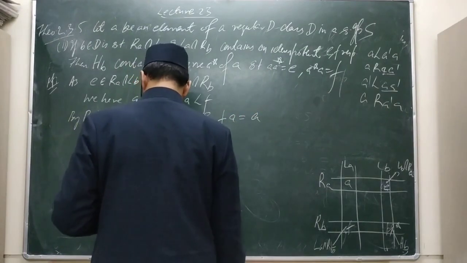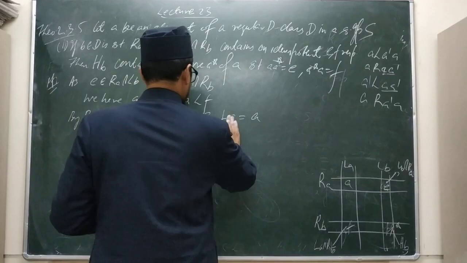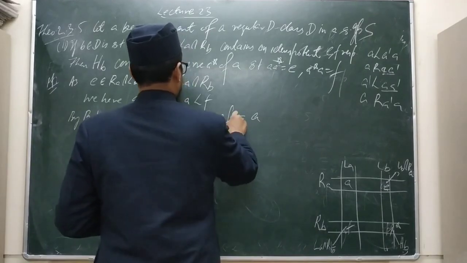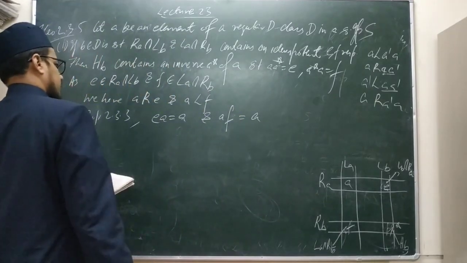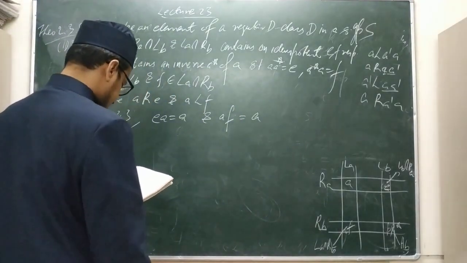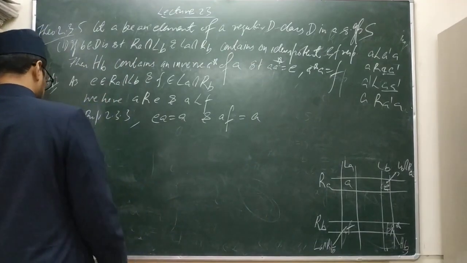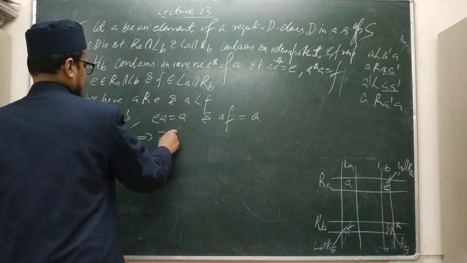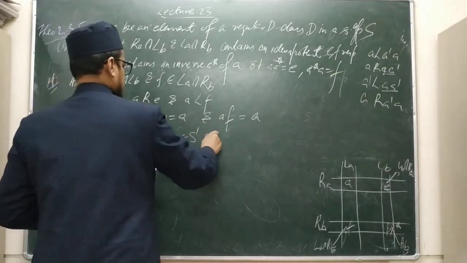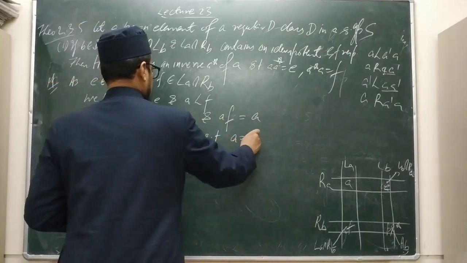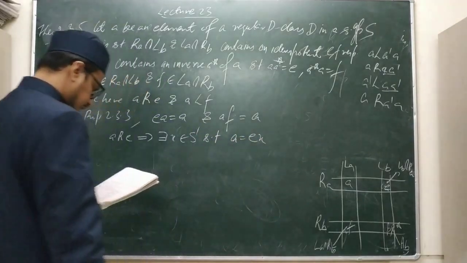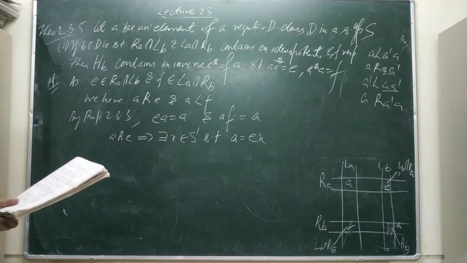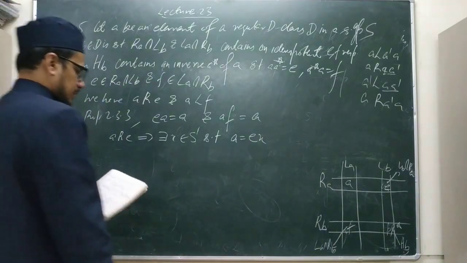We have this. No, sorry. It's right identity. F is right identity for LF. ARE implies there exists X belongs to S1 such that A is equal to EX, correct? This we also have. AX is equal to E.